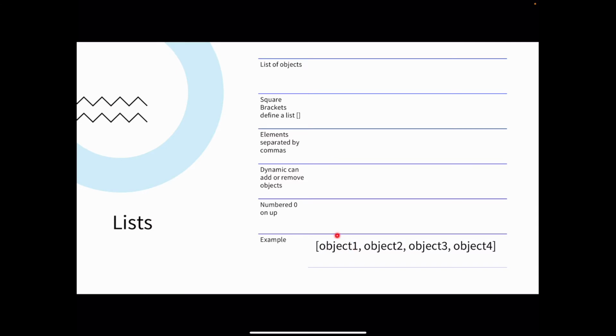Same if I put in a negative number: 0, -1, -2, -3, -4, and so on and so forth, -5, -6, -7, -8. And that's how we reference items in a list, by their index value. The index starts with 0.